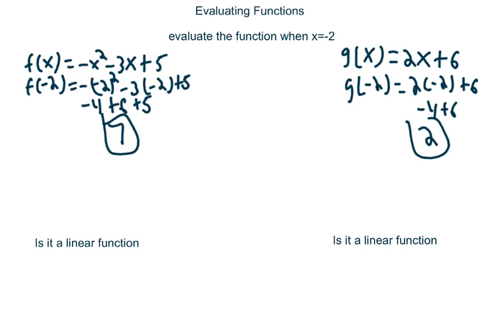For this example, is it a linear function? No, because it has x squared. For this example, is it a linear function? Yes, because g of x equals 2x plus 6, and that is like y equals mx plus b.